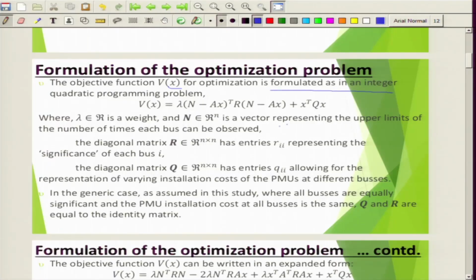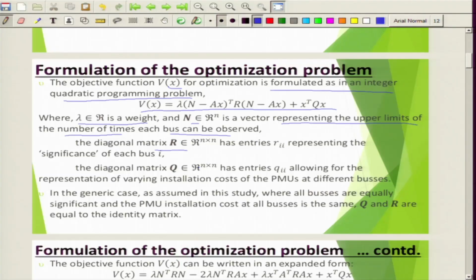So the objective function V of x for optimization is formulated as an integer quadratic programming problem, and this is the objective function. Now let us define it part by part. Lambda is the weight, n is a vector representing the upper limits of the number of times each bus can be observed. Now it is not that you can make a specific bus observable 100 times, 1000 times. It is not possible. So there is a minimum number and there is a maximum number of observability.